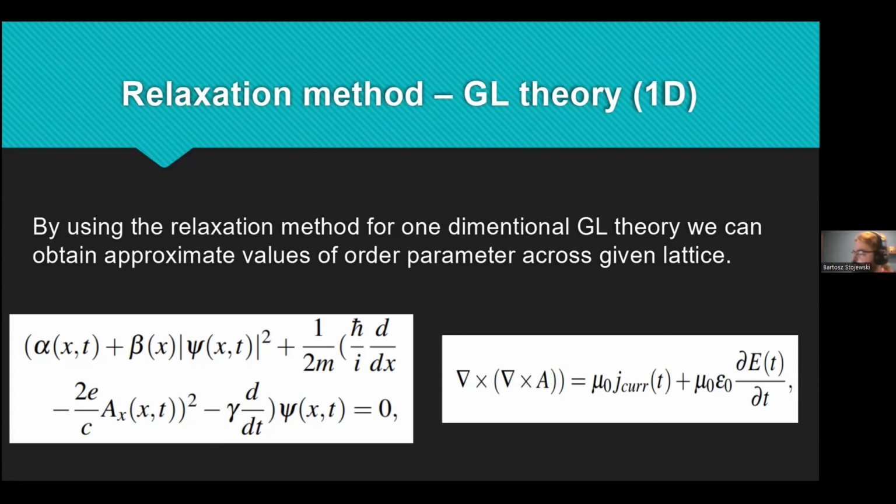A relaxation method can be used to solve Ginzburg-Landau equations. At first, we consider the simple one-dimensional form of the Ginzburg-Landau equation, of the form on the left, where gamma is some constant. Maxwell equations give us the equation on the right, where G is the electric current density from Ginzburg-Landau theory.